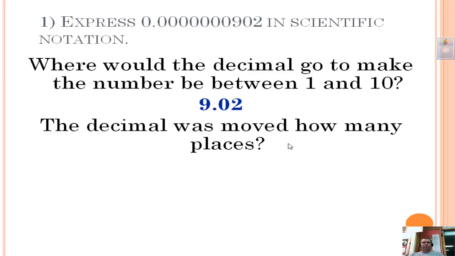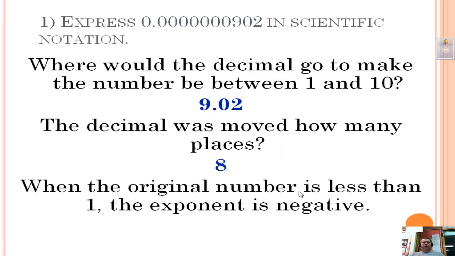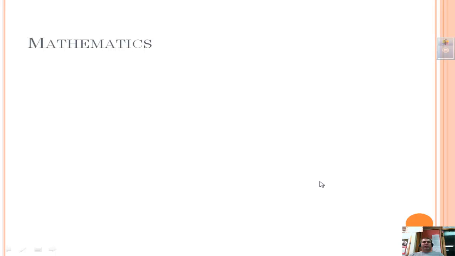As the decimal was moved, how many places? If you count how many you moved it over, we moved it 8 spots. When the original number is less than 1, and you can see this number is less than 1, then our exponent is going to be negative. So this is actually going to be a negative 8. So your correct answer is 9.02 times 10 to the negative 8th. Let's look at some of the mathematics associated with scientific notation.